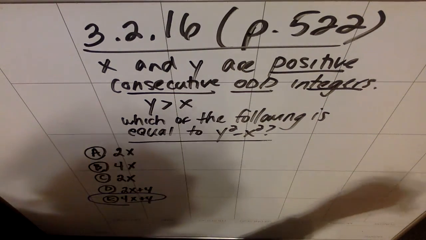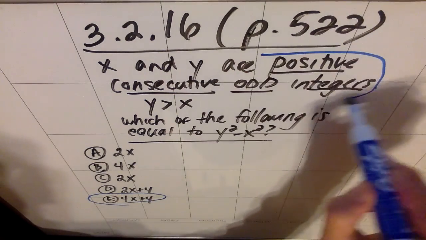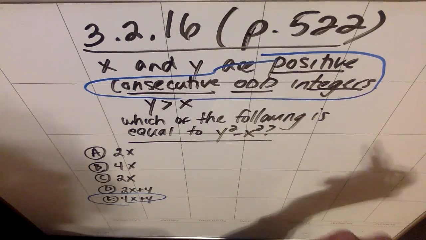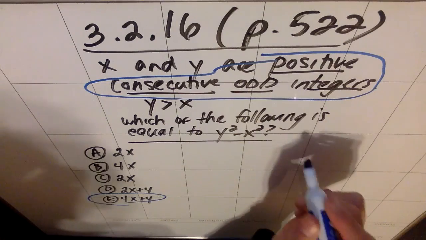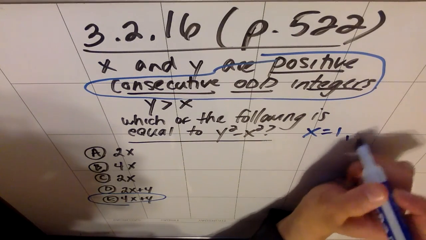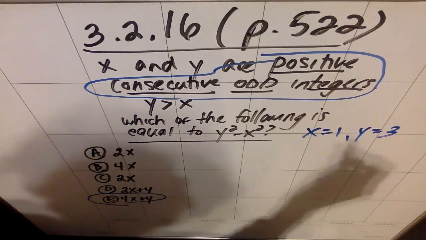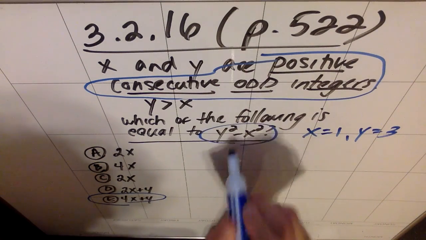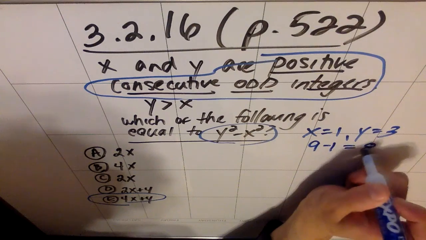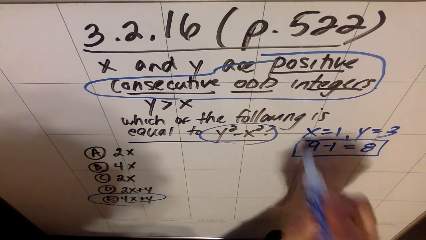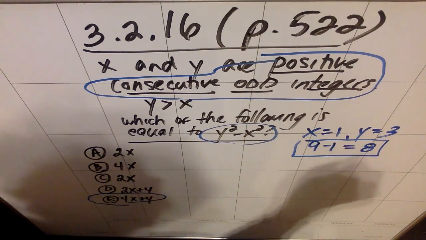So I'm going to pick the easiest 2 positive consecutive odd integers I can think of. I'm going to pick 1 and 3. Because they tell me Y is bigger than X, I'm going to pick X is 1 and Y is 3. If I pick X is 1 and Y is 3, then this thing, Y squared minus X squared, should be a 9 minus 1 or an 8. So if I pick X is 1 and Y is 3, I should get an 8 out of this.